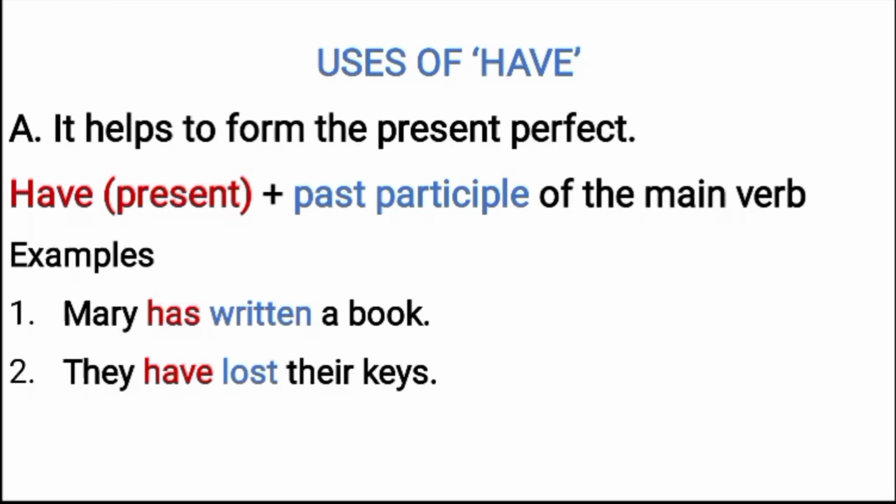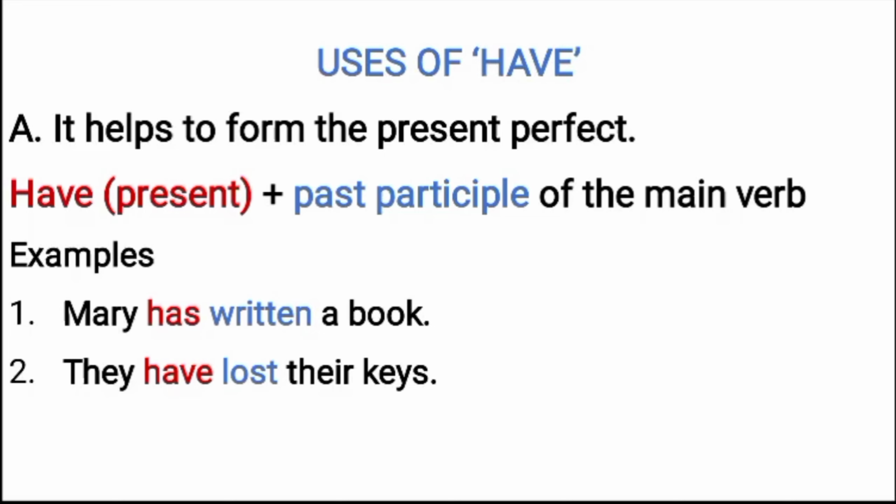Let's look at the specific uses of the have verb. A. It helps us to form the present perfect. The form of the present perfect is the present form of the verb have plus the past participle form of the main verb. The present form of the verb have, which is have or has, plus the past participle form of the main verb.